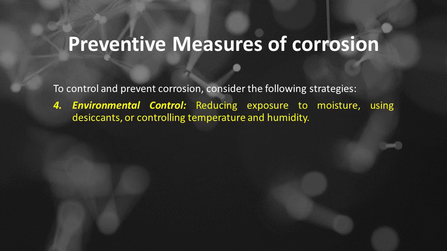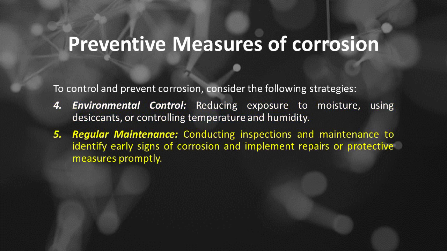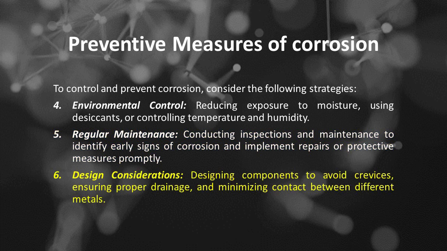Number 4 is environmental control. Reducing exposure to moisture, using desiccants or controlling temperature and humidity. Number 5 is regular maintenance. Conducting inspections and maintenance to identify early signs of corrosion and implement repairs or protective measures promptly. Number 6 is design considerations. Designing components to avoid crevices, ensuring proper drainage, and minimizing contact between different metals.